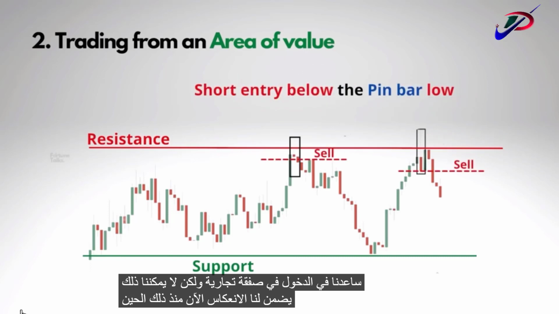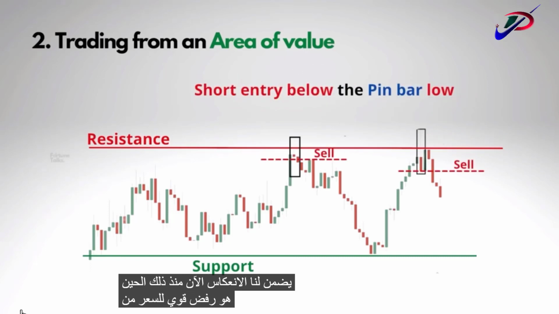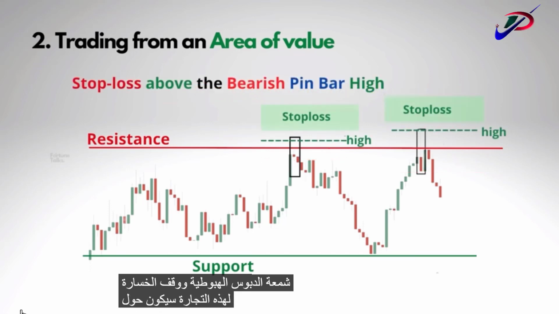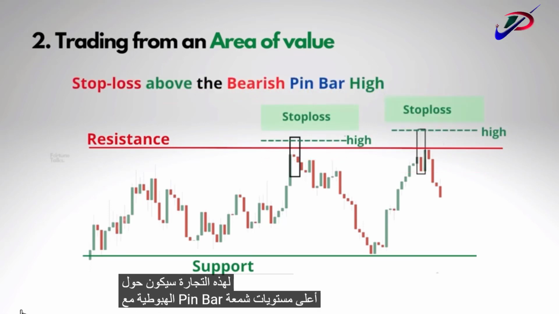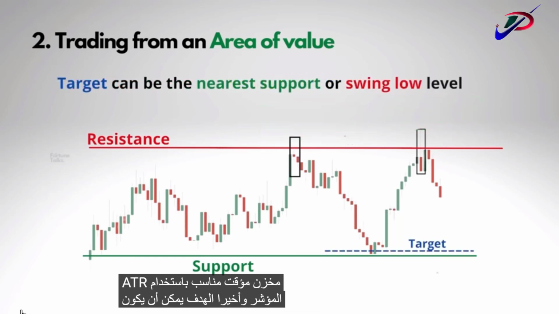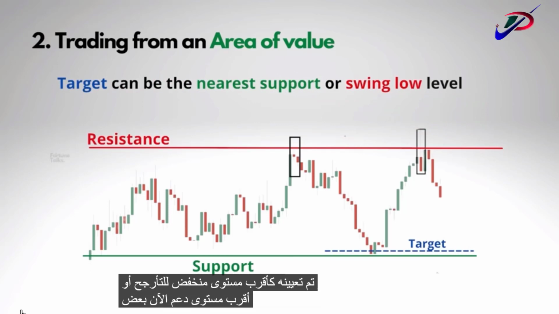Now since there is a strong price rejection from the resistance level, we can either take a short entry on the very next candle or we can wait for a confirmation. The confirmation in this case is when the price breaks below the lows of the bearish pin bar candle, and the stop loss for this trade would be above the highs of the bearish pin bar candle with a suitable buffer using the ATR indicator. And finally, the target can be set as the nearest swing low level or the nearest support level.